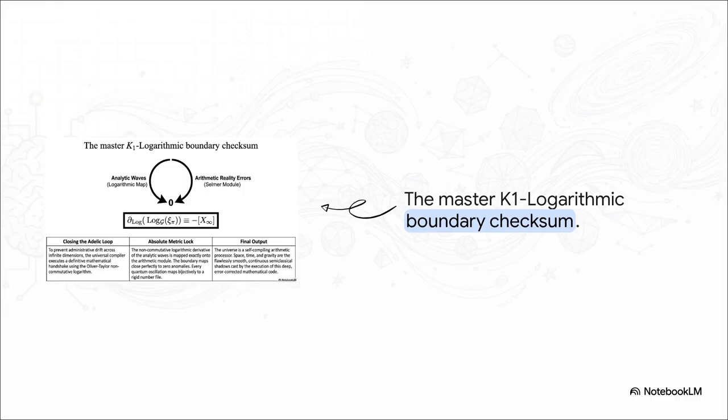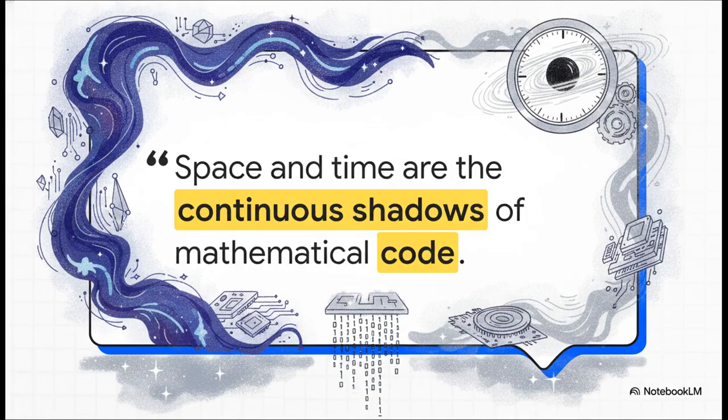To finalize this massive universe-scale compilation, the system executes one last definitive mathematical handshake, shown here as the master K1 logarithmic boundary checksum. This acts as an absolute metric lock. It totally prevents any administrative drift across infinite dimensions, snapping the non-commutative analytic waves exactly onto the arithmetic reality. To put it simply, it ensures that every single microscopic quantum oscillation in the entire universe maps perfectly back to a rigid number file. All of this compiling, filtering, and rendering leads us to one incredibly powerful conclusion.